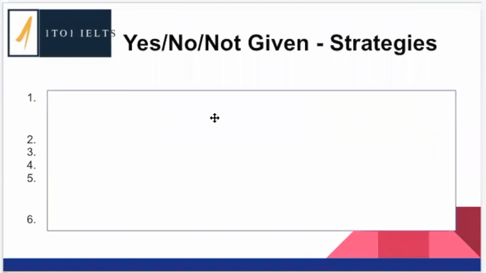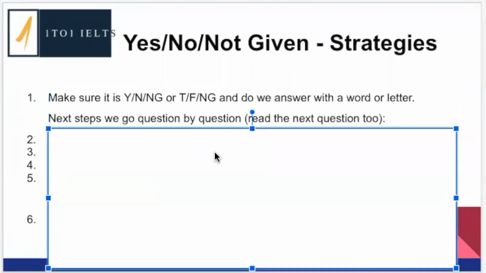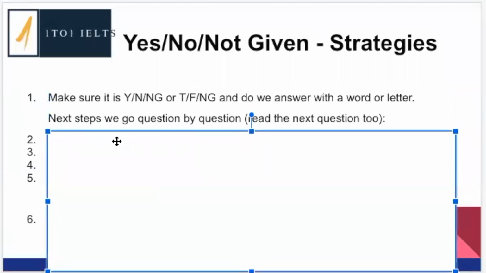Very first part of this strategy is instructions. It's always instructions. You've got to make sure if it's a yes, no, not given, true, false, not given. We have to see, are we saying yes, no, not given, or YN, NG? Also really important, if the instructions say write YN or NG, then you just write letters. If the instructions say write yes, no, not given, you must write yes, no, not given. If you don't follow the instructions, all of your answers will be wrong. It's an easy thing to check, but really, really important.